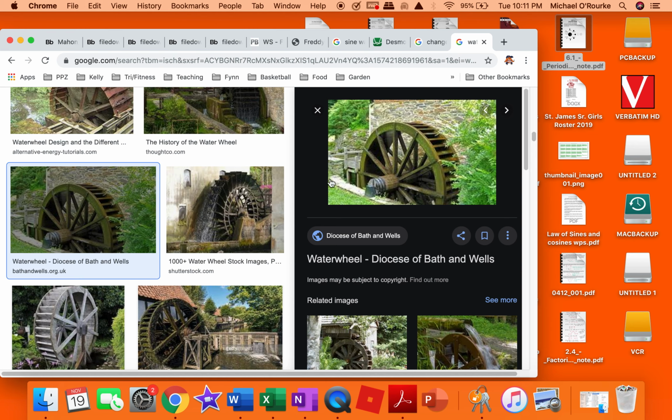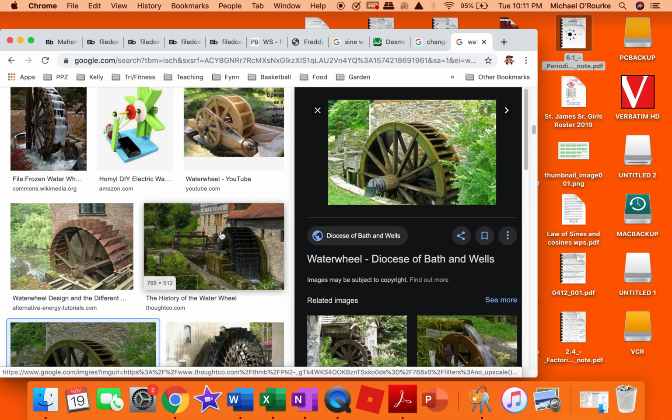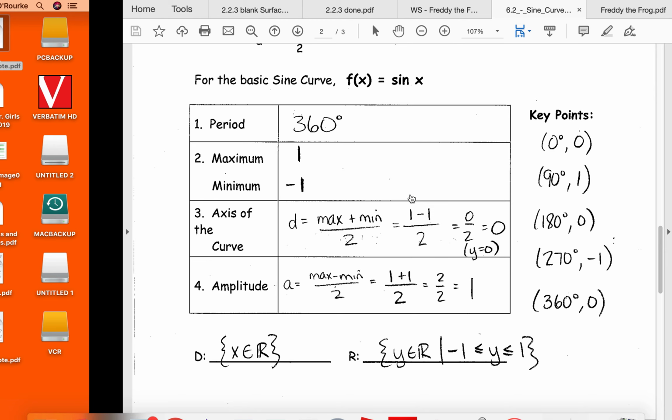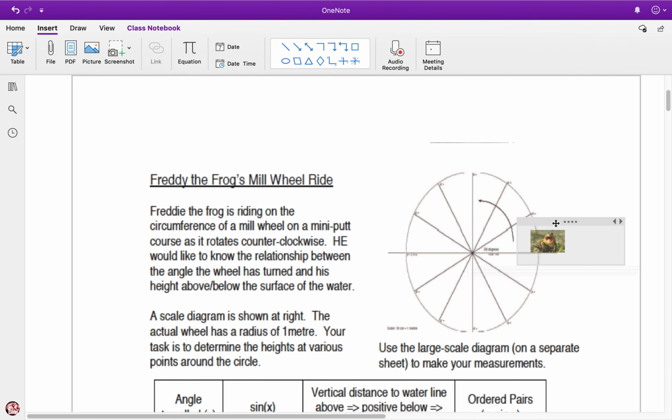So, now let's pretend the water is halfway up our water wheel, along the lines of this one. So the water is halfway up, and Freddy is riding the wheel, and it's going to go around this way. It's going to be traveling counterclockwise. So we have Freddy here, and he's going to be going slowly around the wheel like this. And he's going to go underwater, up, around, and over. And he's going to continue doing this.